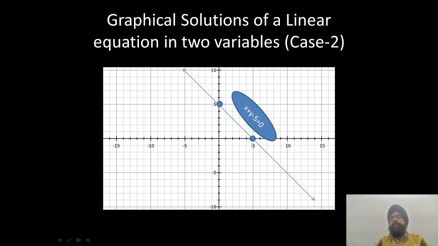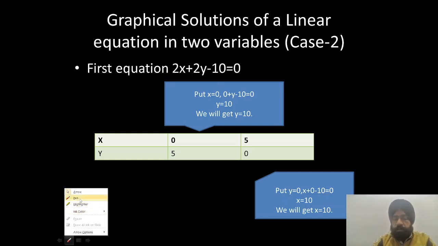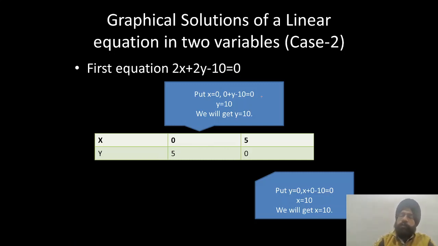See it carefully. Here is a graph. This is my first point, 5 comma 0, and this is my second point, 0 comma 5. Now see, I'm going to plot my second equation, 2x plus 2y minus 10 equal to 0. We are going to repeat our steps again. Put x equal to 0. You can take any value, but taking x equal to 0 and y equal to 0 will be easier for us to solve this equation.